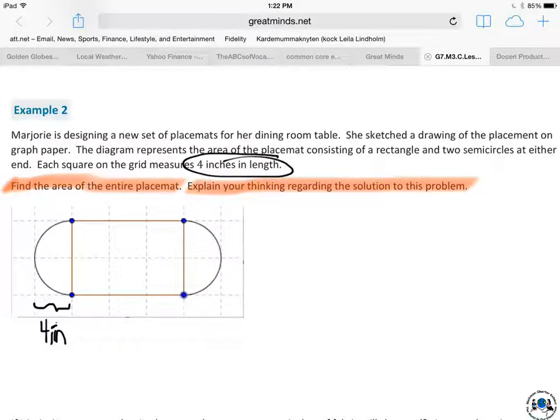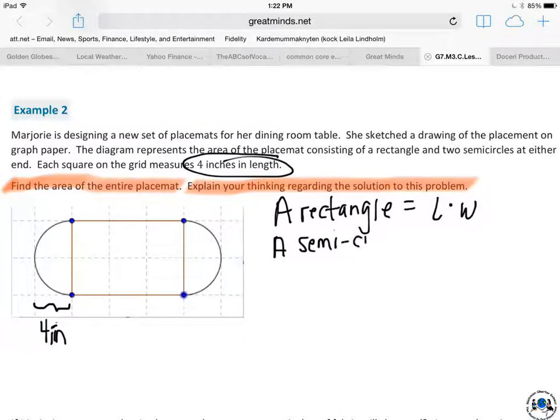Okay, so let's take a look at how you solve this problem. And first, as always, I like to write my area formulas down. Area of a rectangle equals length times width, or base times height, and then area of a semicircle equals 1/2 pi times r squared. Okay, so I'm going to start with the area of a rectangle.